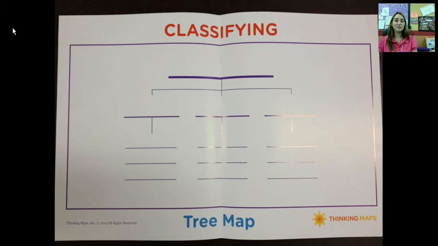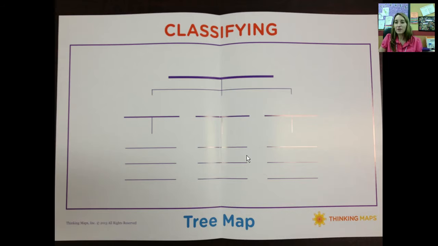Now, who remembers, what do we use thinking maps for? Yes, thinking maps are a way to show how we think. Now, whenever we are classifying things, that means we're putting them in groups or categories. That is when we use a tree map. All right, so let's take a look. You can see the tree map has several parts. Up here, it has where we put the topic, and then usually there are branches, and the branches are the subtopics or the groups, and then sometimes you might have details about those groups.